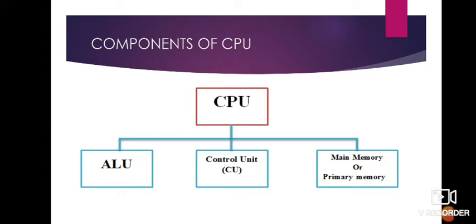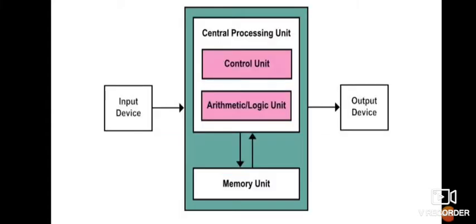And memory unit stores the data and information which can be taken out and changed anytime whenever required. So with the help of these three components, CPU works and processes all the data and gives us the output. And this is how computer works.